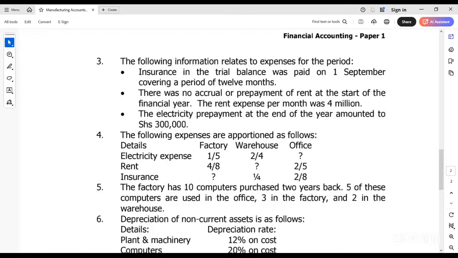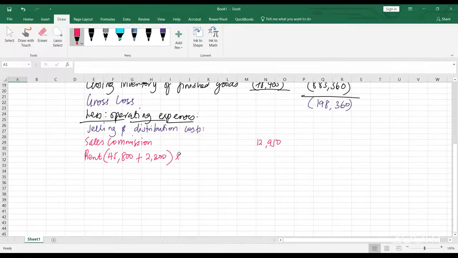Here we have 1 out of 10. So meaning that under the warehouse expenses, or under selling and distribution, rent, we are taking 1 over 10. So I'll come and say this is times 1 over 10. The 2,200 we have added, this is accrued, please.